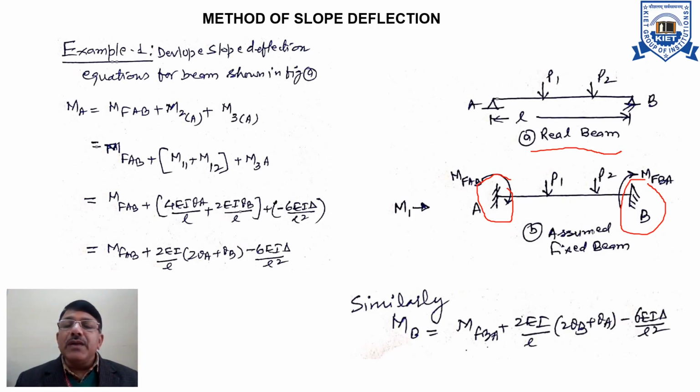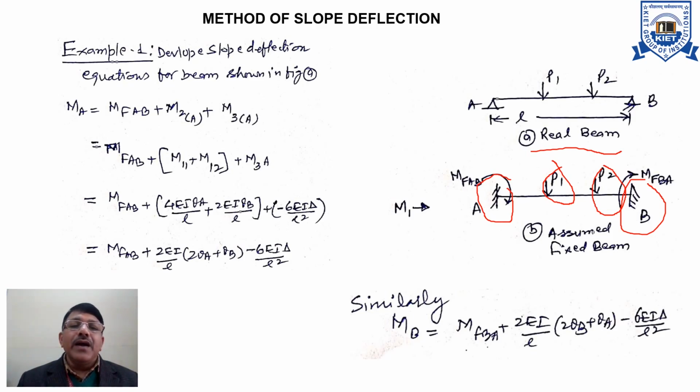Since there is no settlement of support, the moment induced due to the settlement of support would not be considered. So moments at A and B would be considered due to the applied loads, P1 and P2, and the rotation, if it is permitted to rotate at A by theta A, and the moment required to rotate the end B by theta B. So if I take the end A only, what should I write down as the equation?